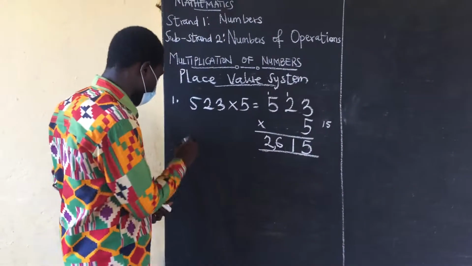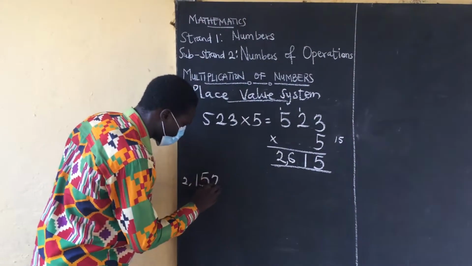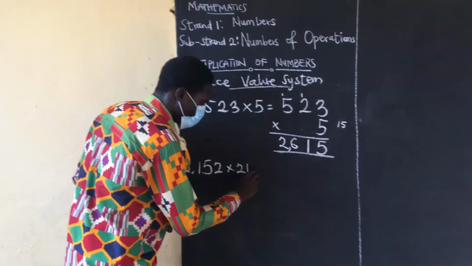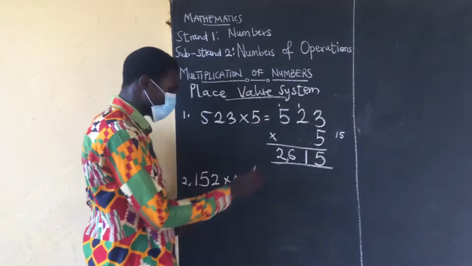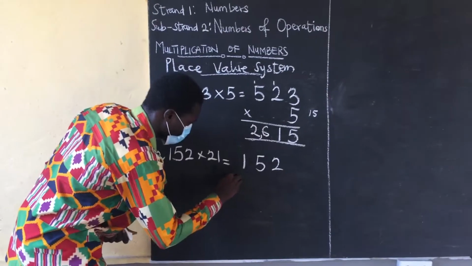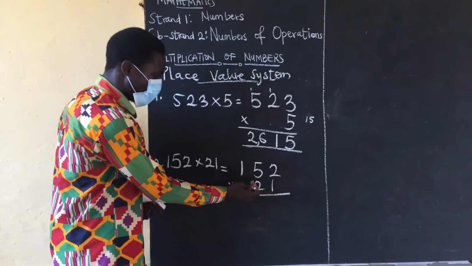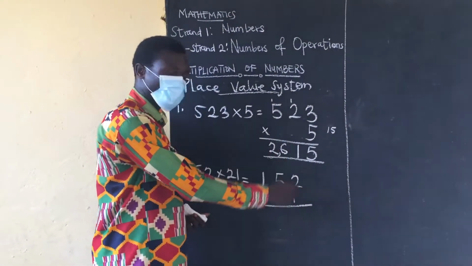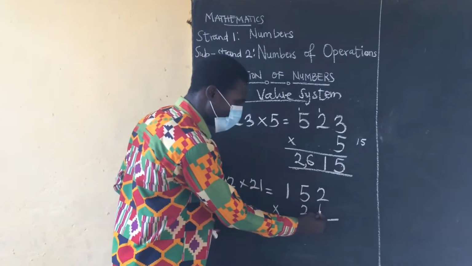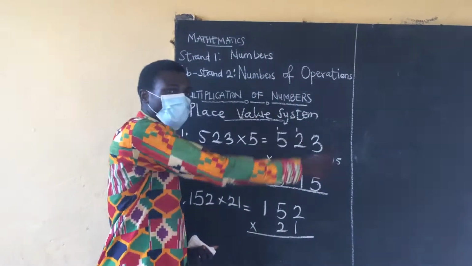Let's look at this last example. Let's say we are to multiply 152 times 21. If you are to use the place value system, you just go by the normal method. You can see that the numbers are being arranged according to their place values. 152 times 21. The place values of this are ones, tens. That is why we say the place value system.